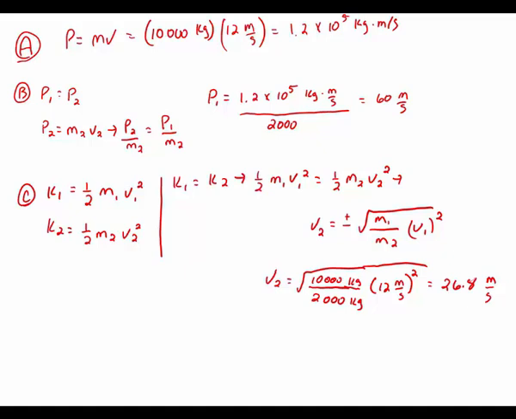Well, notice that the speed is pretty high. It's a lot higher than it was. It went from 12 to 60. 5 times greater, in other words. And then part C, the kinetic energies were the same, and so he just sets one equal to the other and solves for it. And there you go.